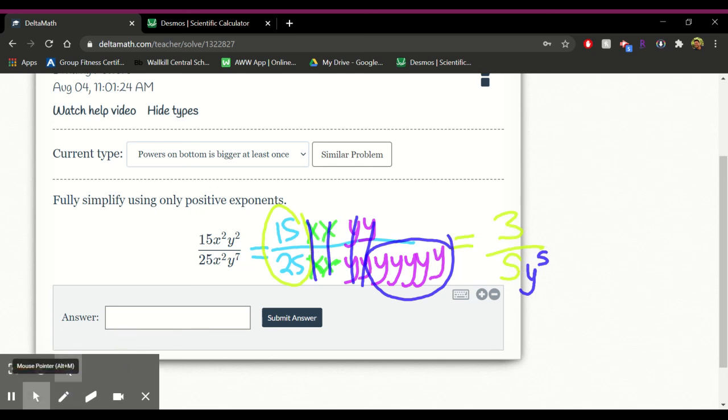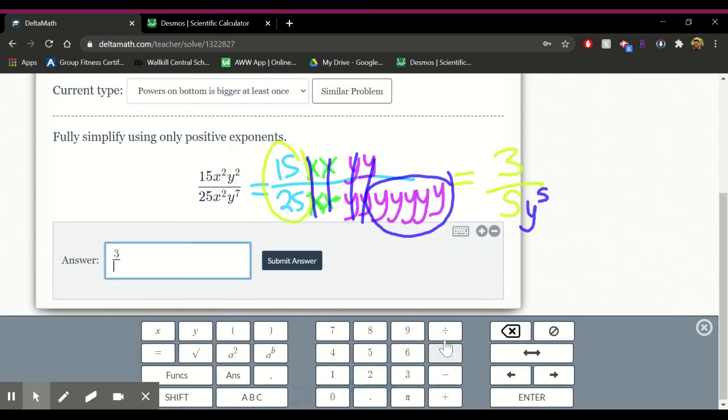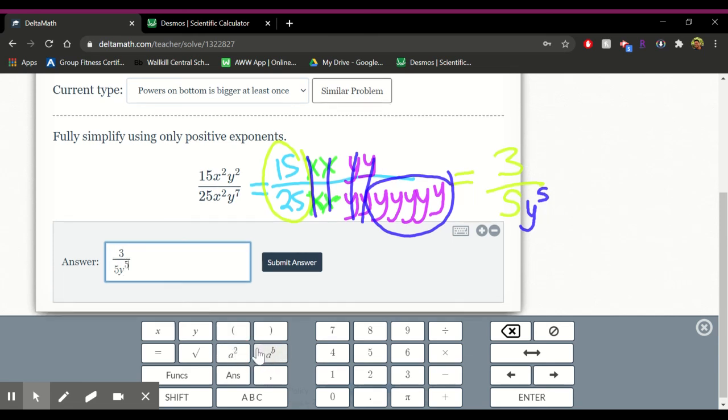So when I type it in, I have 3 over 5, slash. That's how I did the shortcut again. Or you could use the division symbol, right? Because dividing is the same operation as the fraction bar. 5y to the 5th. So you have 5y to the 5th power. So this looks exactly like this. Submit it.